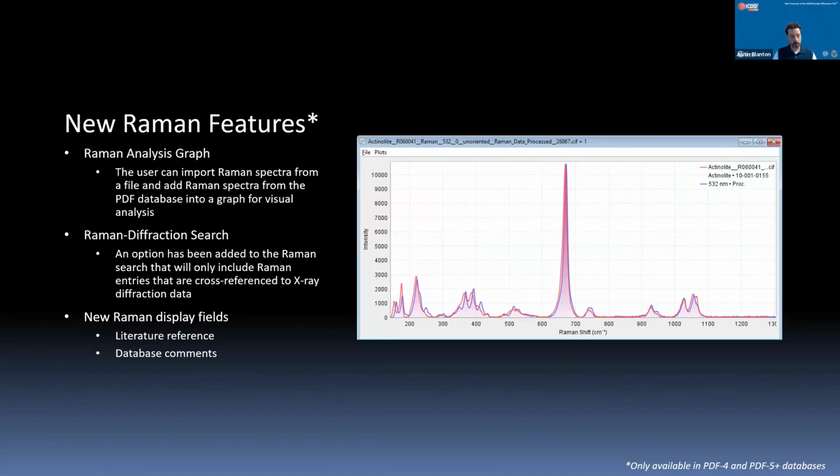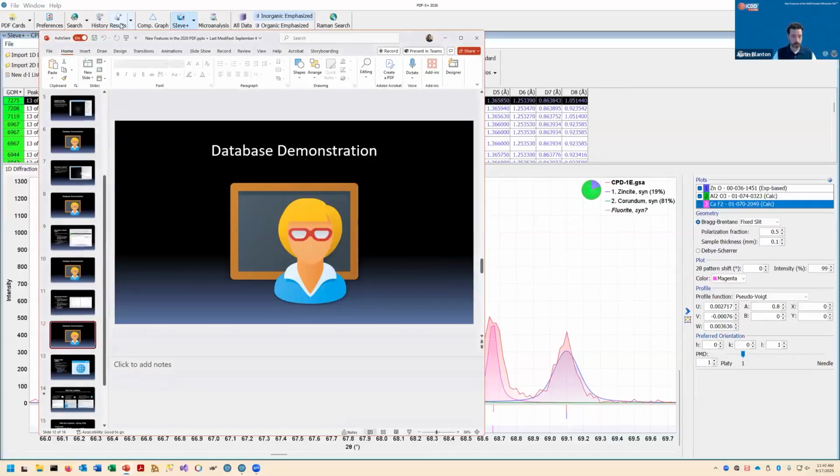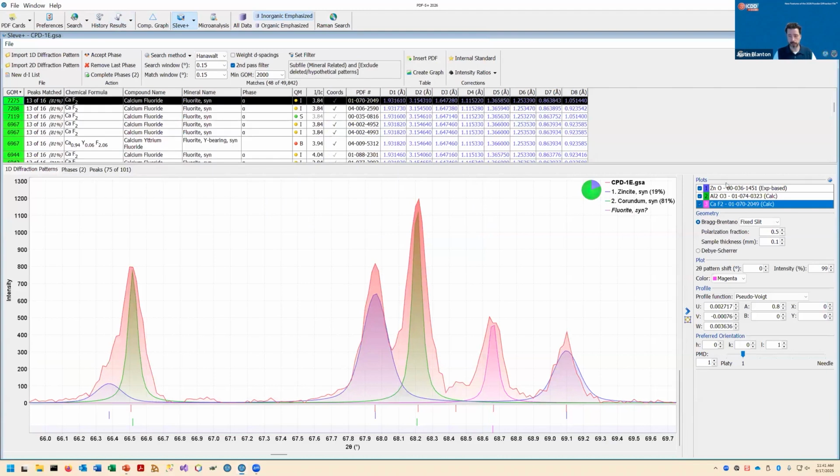So we now have a Raman analysis graph, where the user can import Raman spectra from a file and add Raman spectra from the database into a graph for visual analysis. We've also added a new Raman diffraction search, and I'll show you how that works. And we added 2 new Raman display fields, the literature reference and the database comments. So let's jump back over to the database and I'll show you what that looks like.